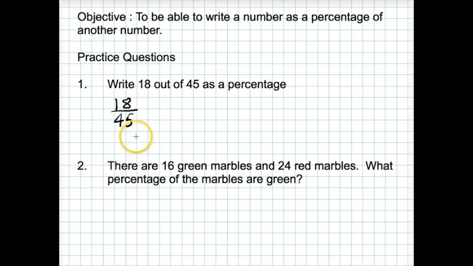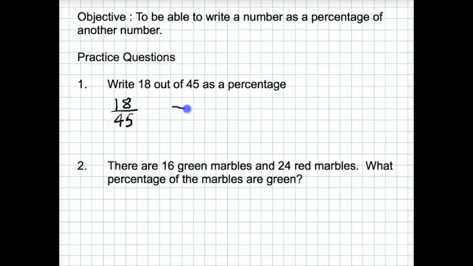Now, a percentage is a fraction that's out of 100. The denominator would be 100. So what we've got to do is make this 45 into 100. Now, it's very difficult to do it straight away, like what do I multiply 45 by to get 100? So what we do is we do it in stages.